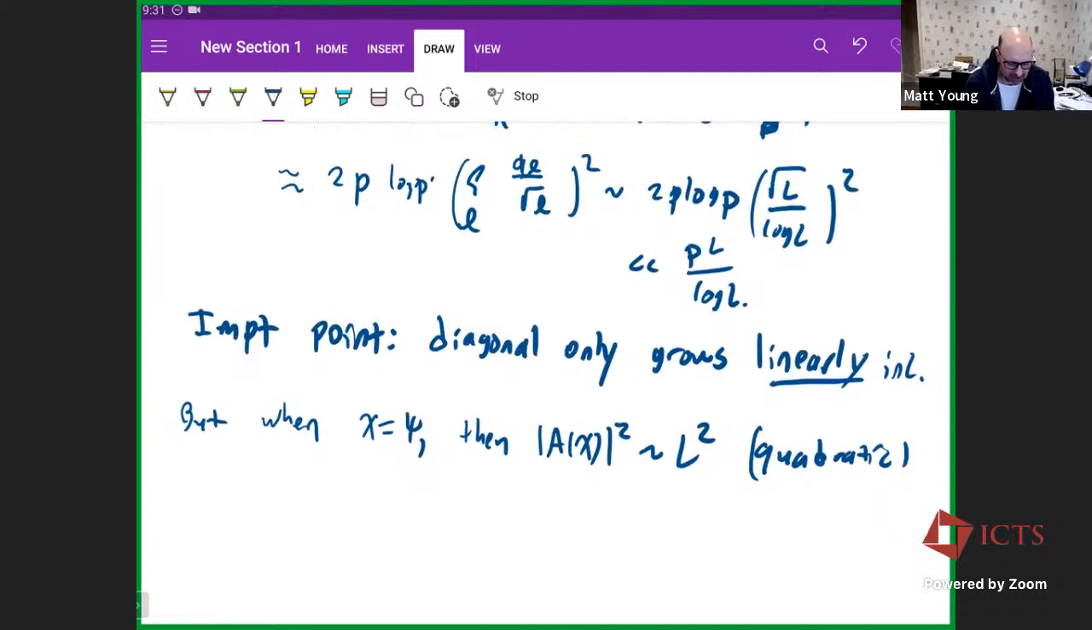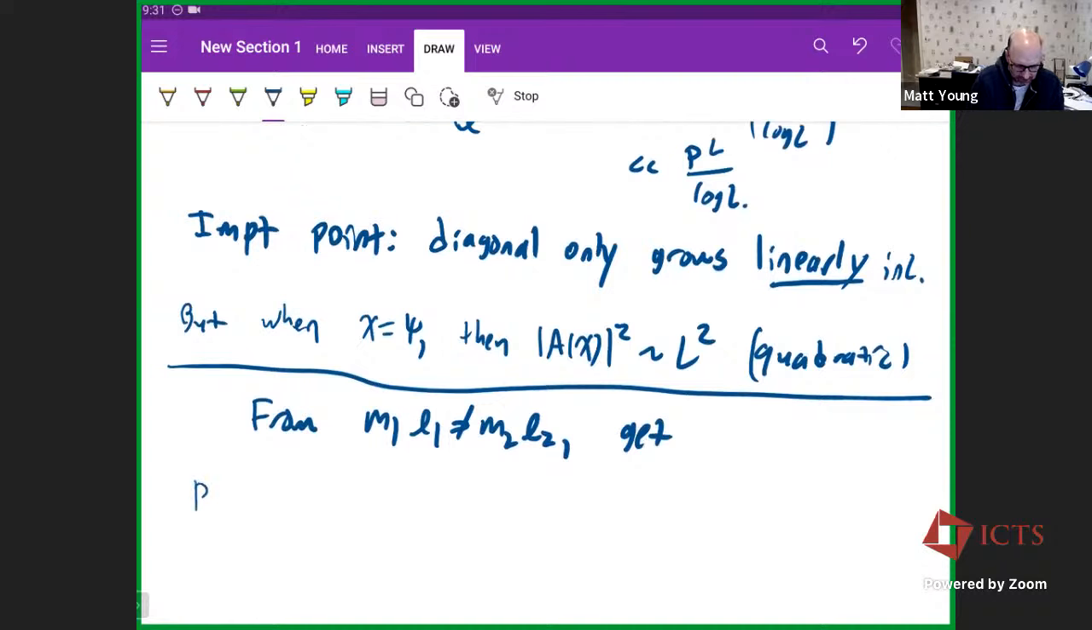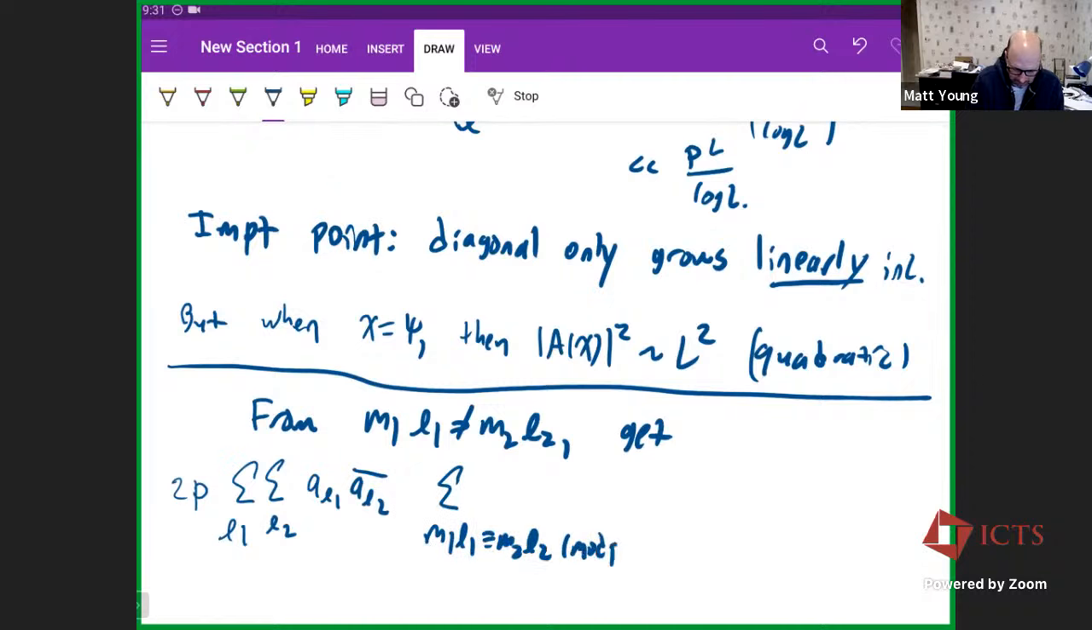Okay, so maybe I'll just write a little bit about what happens with the off diagonals. It would really be a little more involved to do the whole thing. But from the terms where M1, L1 is not equal to M2, L2, what do we get? We're going to get our P out front, or 2 times P. It doesn't really matter. We've got our sum over L1 and L2, we've got our A L1, A L2 bar, and then they're still congruent mod P, but they're not equal.